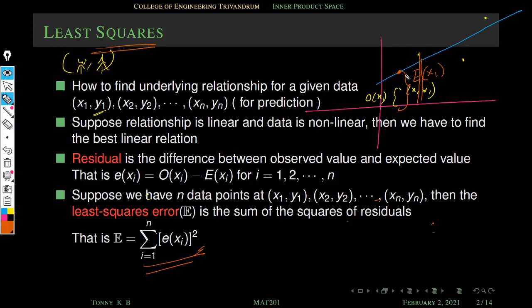This is the total error corresponding to this straight line. So you can define similarly for different straight lines. You consider another straight line, then corresponding to this straight line there exists another least square error. Similarly, we have to find the best straight line. Which is the best straight line? The best straight line corresponds to the minimum least square error. That's why this is called least square error.